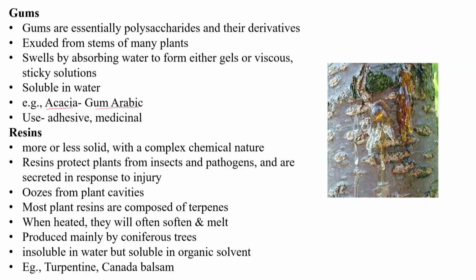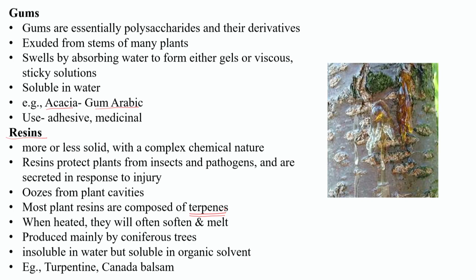Now similar to those gums, we have resin-like structures. They also come out from plant cavities. So they are also sticky in nature. They are also somewhat solid structures which come out from the plant. They have a very complex chemical nature, but the difference is that gums are polysaccharide in nature, whereas resins are basically made up of terpenes.